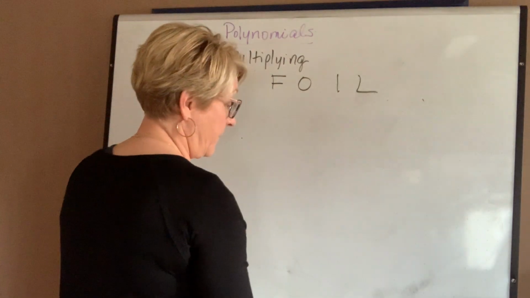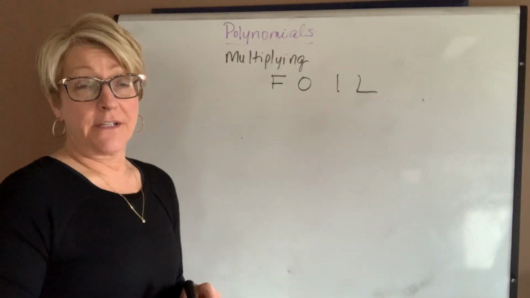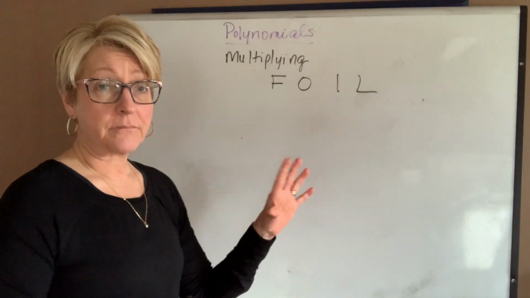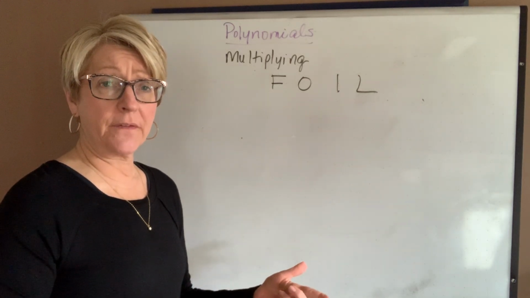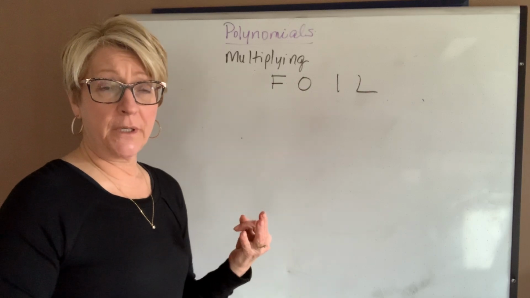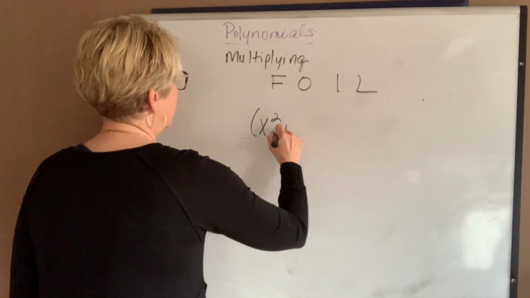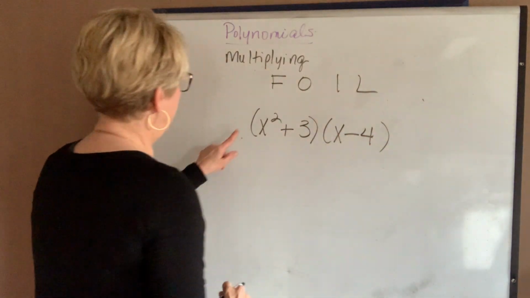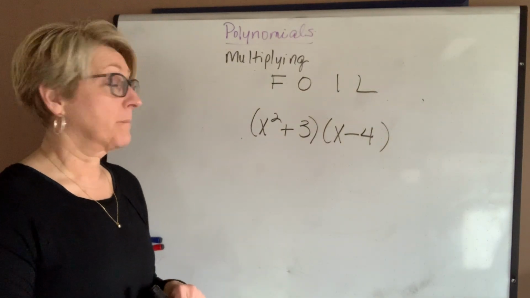All right, so FOIL is a process we use. It's the name of the process to help us get through multiplying two binomials. And again, typically speaking, when we multiply two binomials together, we usually get 3 terms. Now, I'll just show you, just for the heck of it. How about these two binomials? Let's go ahead and FOIL them.